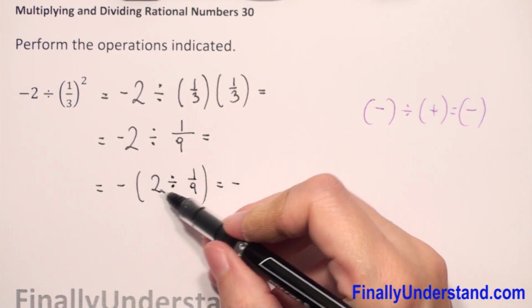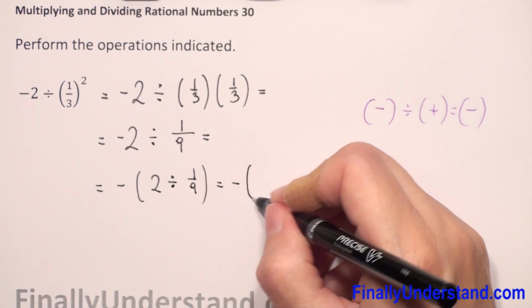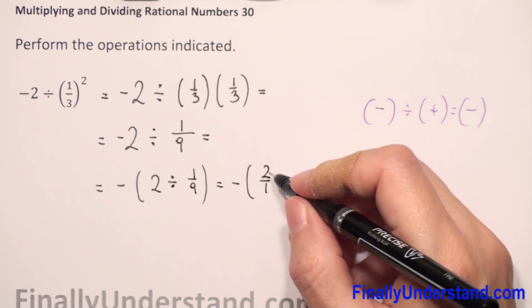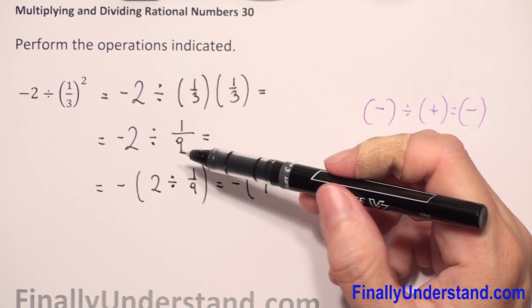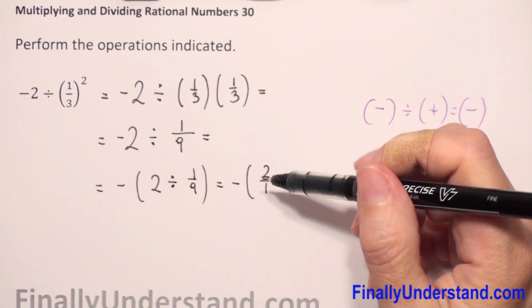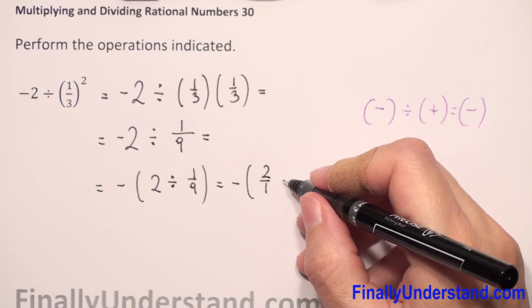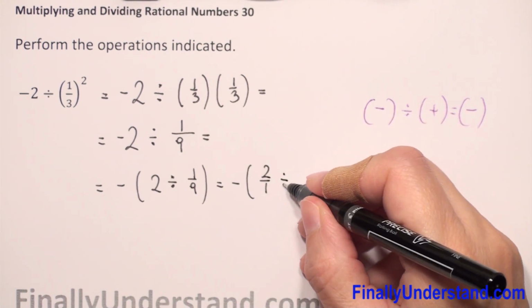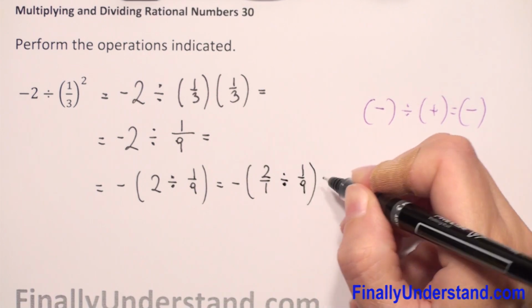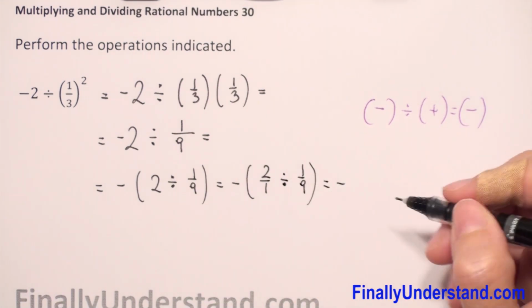We have fraction, so I change 2 to fraction also, so it will be 2/1. When we divide by 1, it doesn't change anything. We have still 2. We always put whole number over 1 when we have to make the fraction. Divide by 1/9. So this is equal, negative sign we copy.